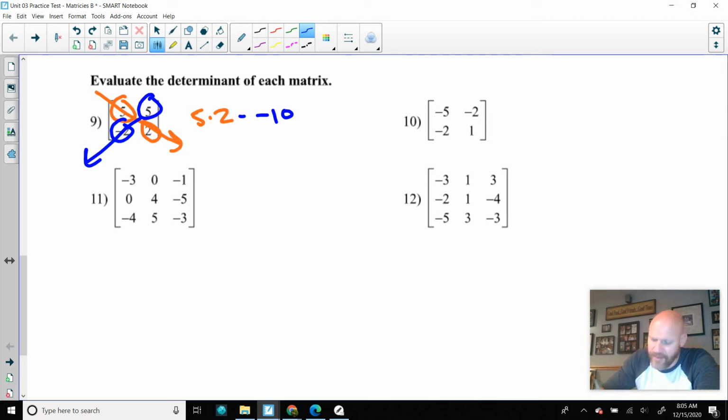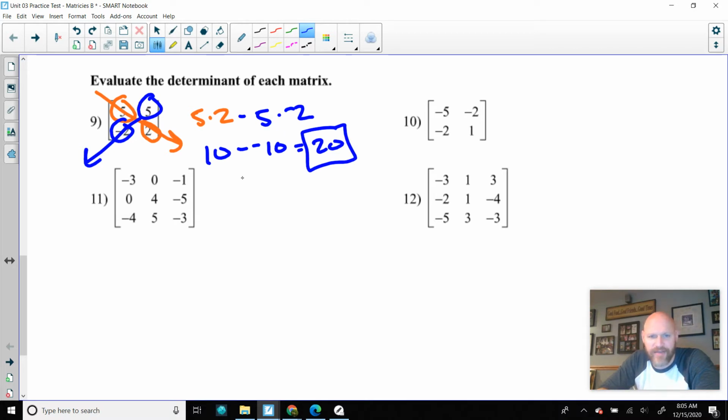And I meant to write the actual numbers, not the negative 10. So 5 times negative 2, we do the math on that, and we have 10 minus a negative 10. Whenever you're subtracting, you're really adding, and that gives us a positive 20. So 10 minus negative 10 is the same as 10 plus 10, which is 20.